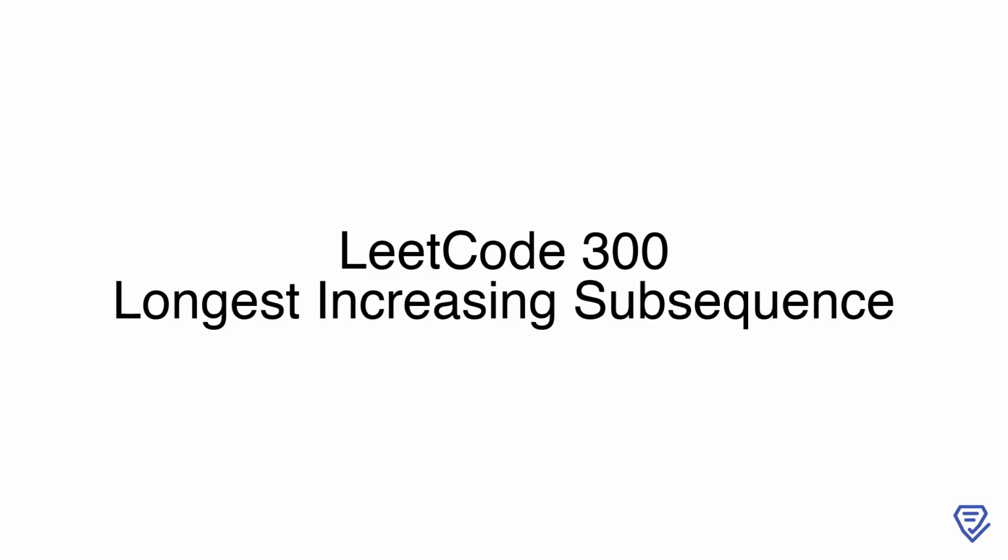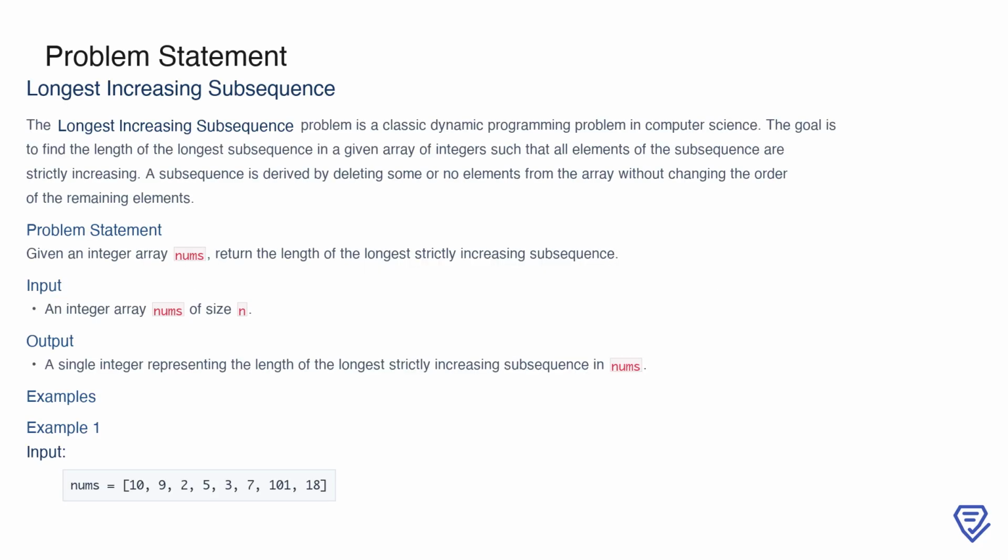Let's dive in. The longest increasing subsequence problem challenges us to find the length of the longest subsequence in a given array of integers where all the elements are in strictly increasing order. A subsequence is a sequence derived from the original array by deleting some or no elements, but the relative order of the remaining elements must stay the same.